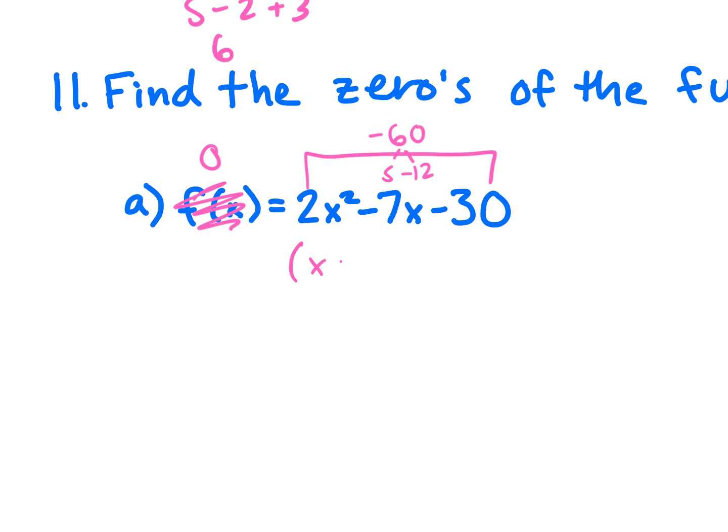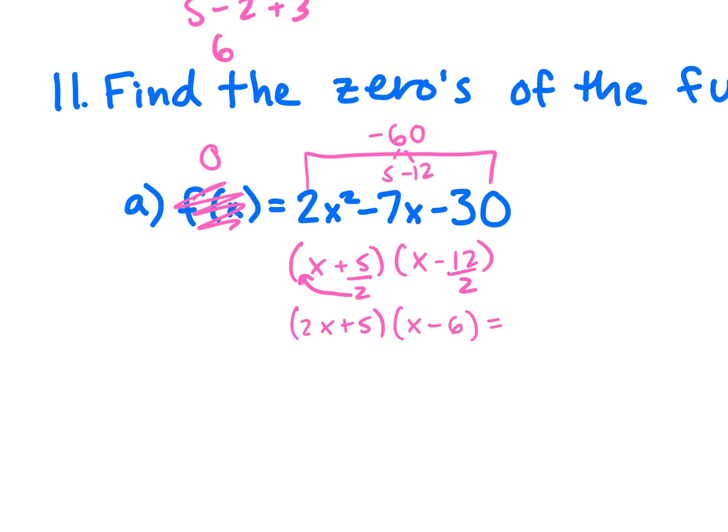So this would be x plus 5, x minus 12. Divide both of our values here by 2. If it's not divisible and we can't simplify, you move that 2 in front of the x, so it'll be 2x plus 5. If you can simplify, simplify, so this would be x minus 6.